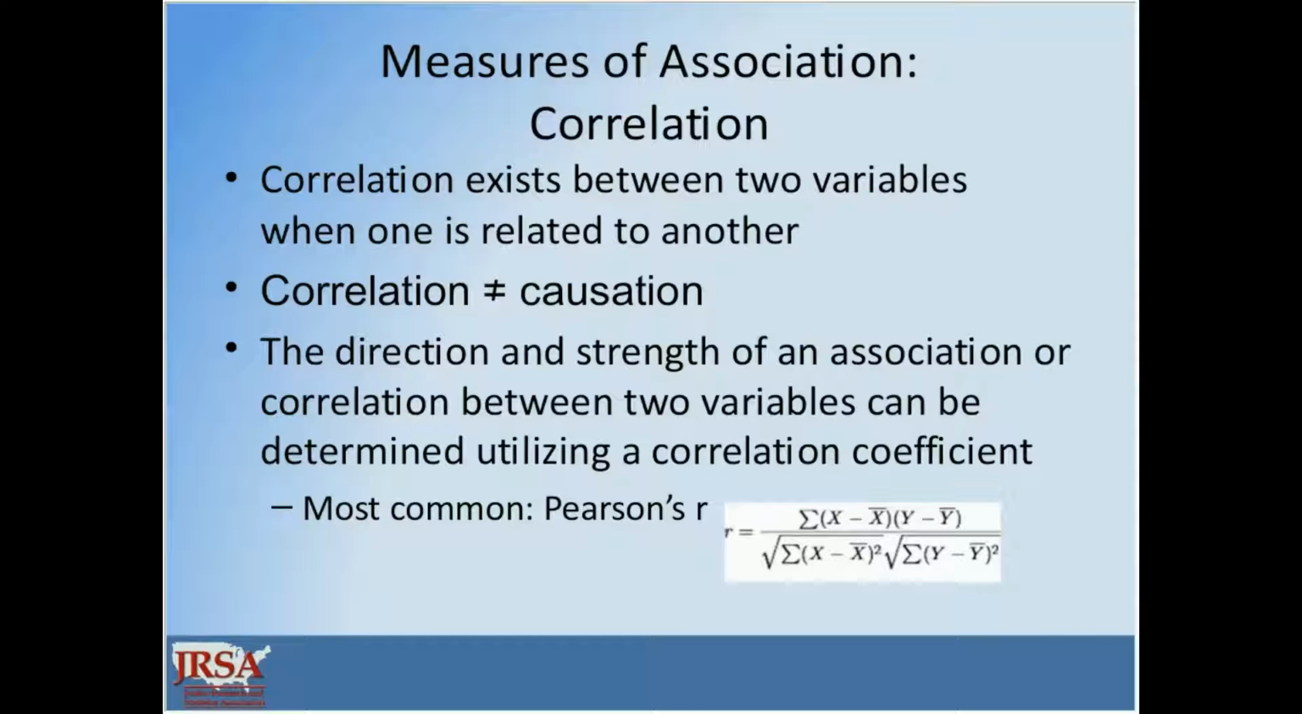It's important to note that correlation does not indicate causation, and the direction and strength of an association or a correlation between two variables can be determined by using this coefficient. And I did want to include the equation for anyone who is so inclined to look it up and calculate it by hand, but today we will be using SPSS.